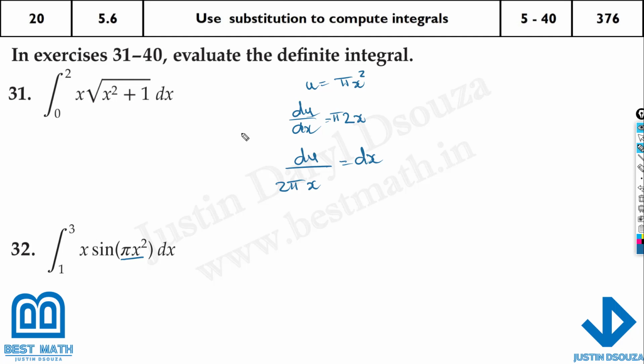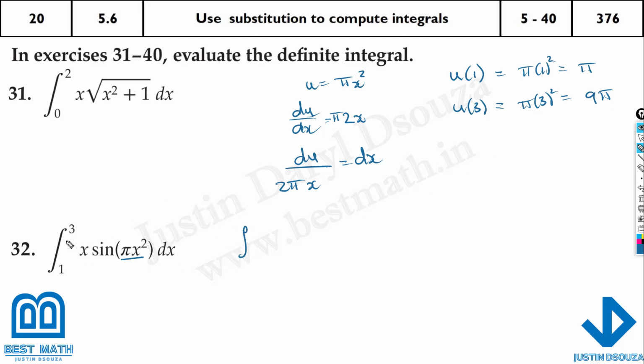This is not done. We need to do step 2 for the limits. u of 1, because over here the first limit, the lower limit, is 1, will be pi times 1 squared, that is pi itself. Pi times 1 squared is 1 squared times pi, which is pi. What about the second limit? Here we'll have pi and 3 the whole squared. So it'll be 3 squared is 9 pi. So these are the new limits.